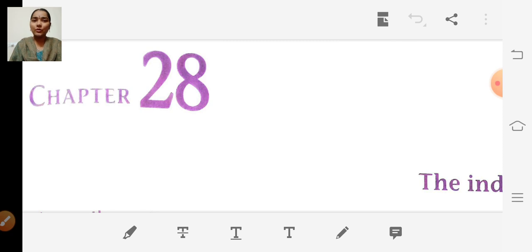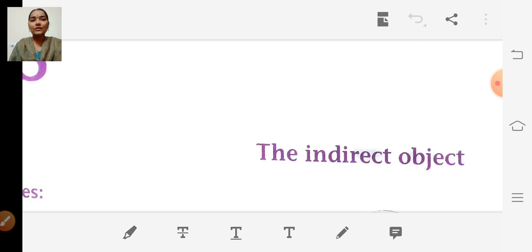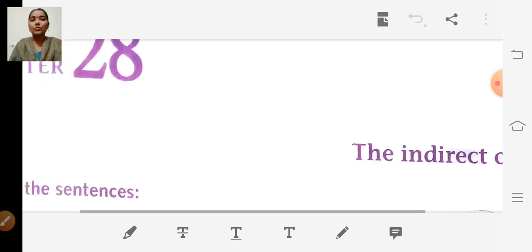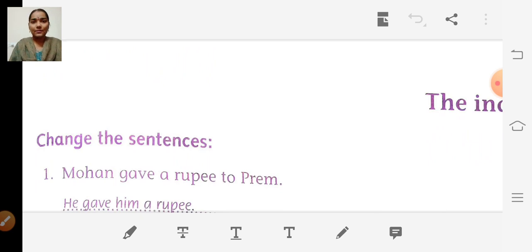Today we are going to learn a new chapter in Active English. Are you all ready? Yes. So we'll move on to today's topic. Chapter number 28. The topic is the indirect object. So we are going to make the indirect forms.